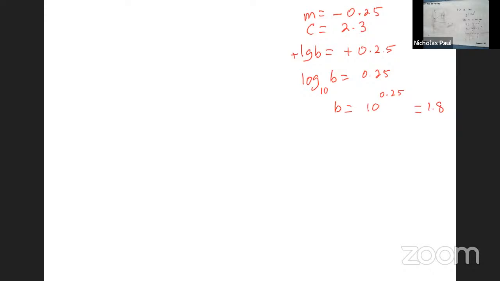Nice. And the y-intercept was log A, right? So log A is equal to 2.3. So A is 10 to the power of 2.3. How much is that? 10 to the 2.3 is how much? 199, so let's put 200. A is 200. Right? So that's the way you use linearization. That's the way you use linearization to solve these unknowns.